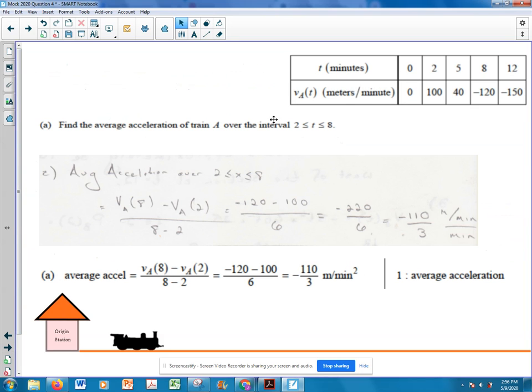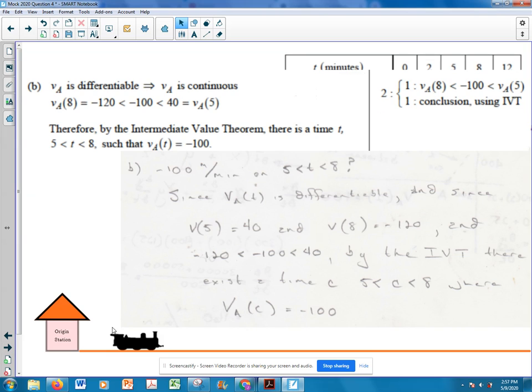So when I go over here, they're looking for average acceleration. Did you get that negative 110 thirds meters per minute squared? But they didn't ask for units, so they're only looking for this number, which would be fine. So there's 1 point for that part.